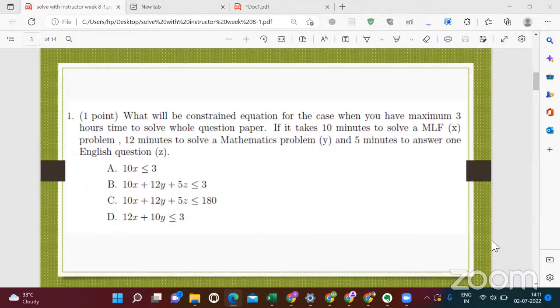Do I need to discuss this or should I skip this? This is pretty easy. You can skip. So the maximum of 3 hours means 180 minutes. And this is for 10x plus 12y plus 5z. The summation should be less than 3 hours. So this is the correct option, C option.